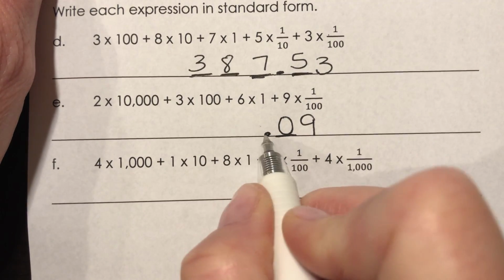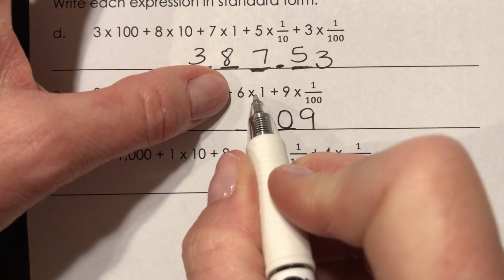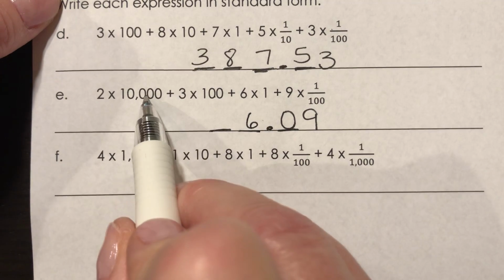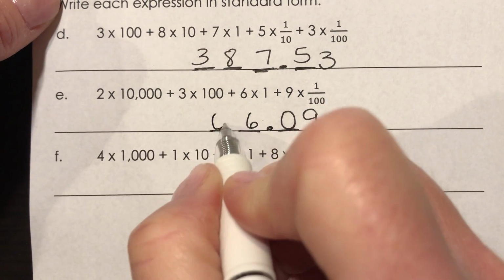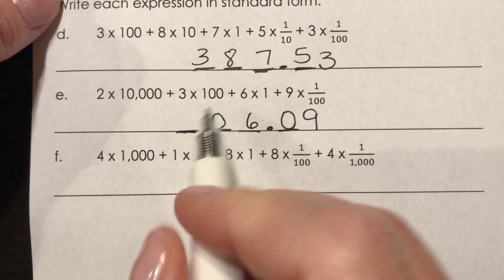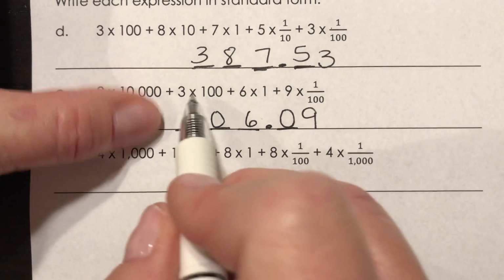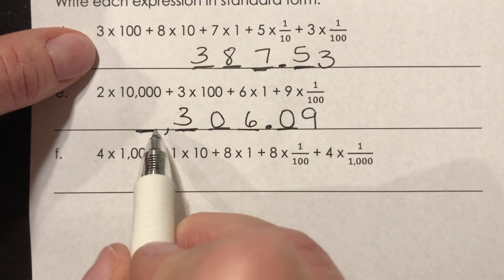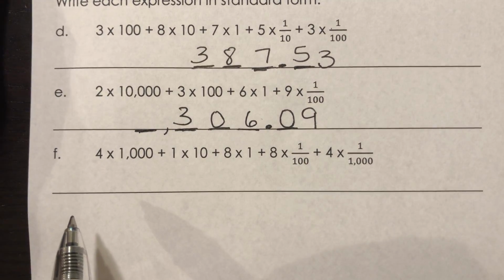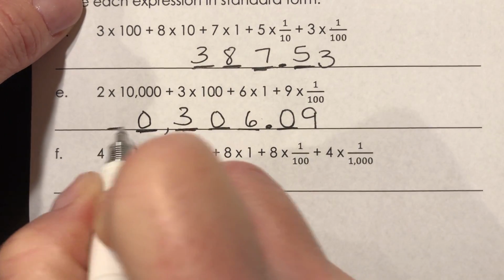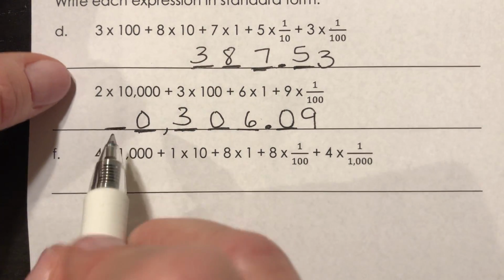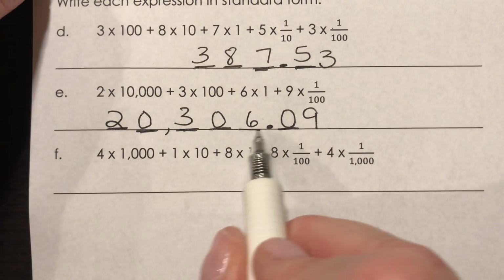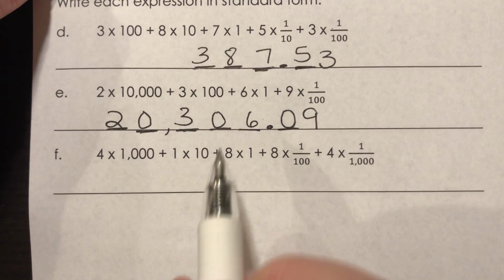All right, next over I would have the ones place right here, and I do see times 1, there's a 6 times 1. Then I would have the tens place. I don't see anything multiplied by 10, so I'm going to put a 0 there. And I see the next place is a hundreds place, and I see 3 times 100, so I put a 3 there. The next place over would be the thousands, and I do not see a number times 1,000, so I'll put a 0. And the next place I would have is the 10,000s place, which there's 2 times 10,000. So you should have 20,306 and 9 hundredths for that.